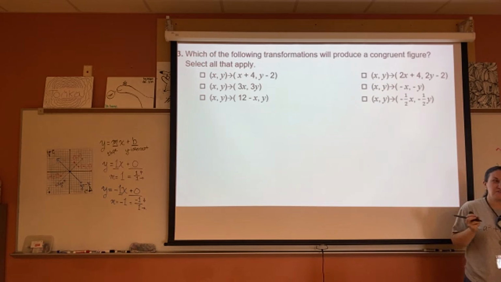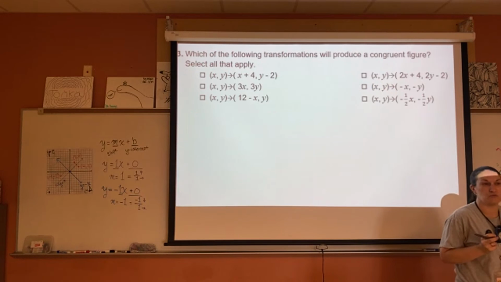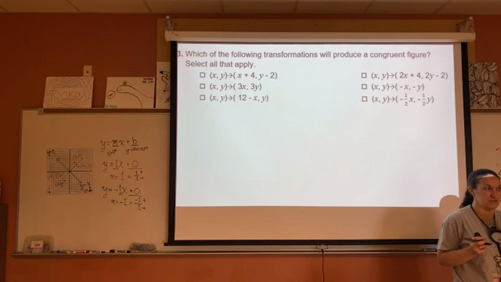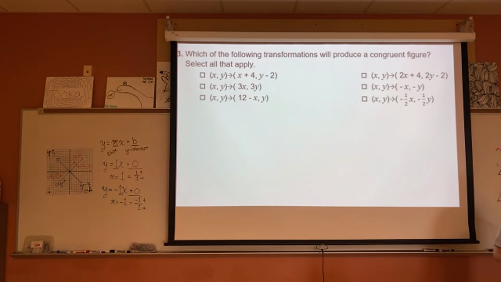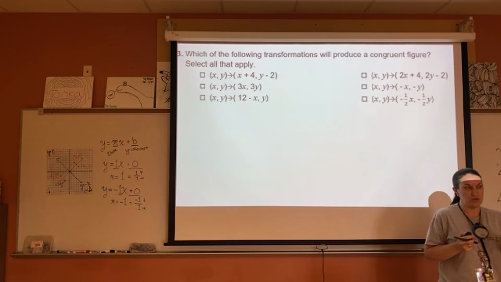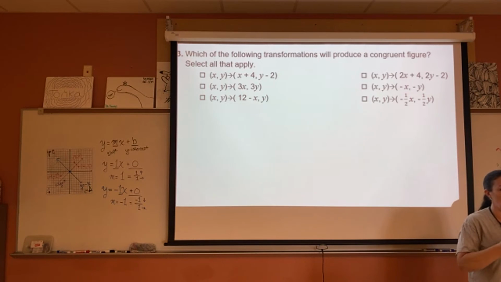Question 3. This is why I've been saying pay attention to what the rules look like, because this question is going to be beneficial to know and have an idea of what these rules typically look like. So the question is, which of the following transformations will produce a congruent figure? Select all that apply. Congruent figures have what? What's that phrase I keep using?